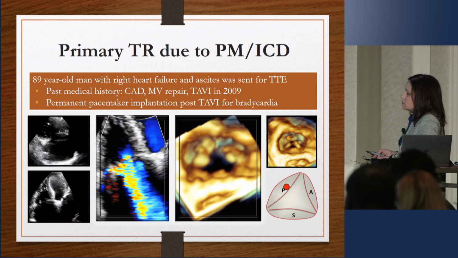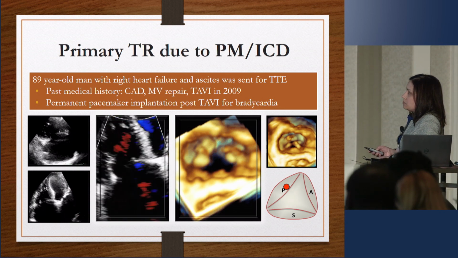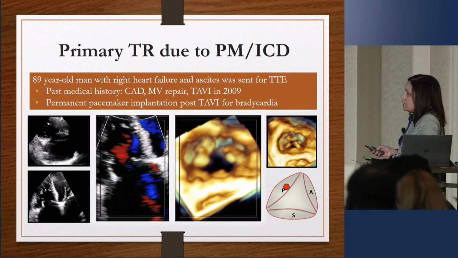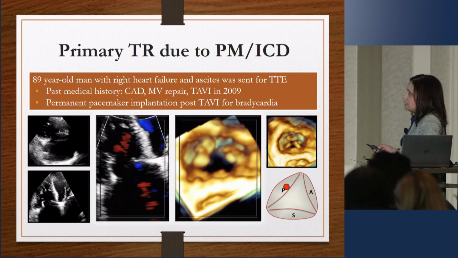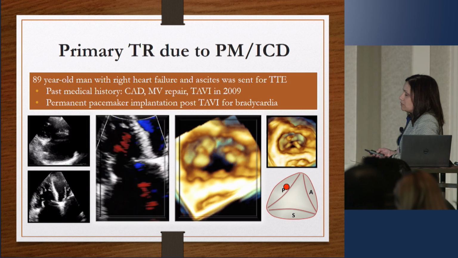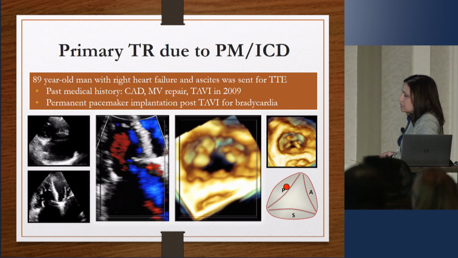In our lab, we've done some work looking at 3D echo and the usefulness for primary tricuspid regurgitation associated with pacemakers. This is an 89-year-old man who came with right heart failure, ascites, and he was sent for a transthoracic echo. He had a past medical history of a TAVR in 2009 and had pacemaker implantation post-TAVR for bradycardia. If you look at his 2D echo, you can see that there's a pacemaker lead out there in the background.